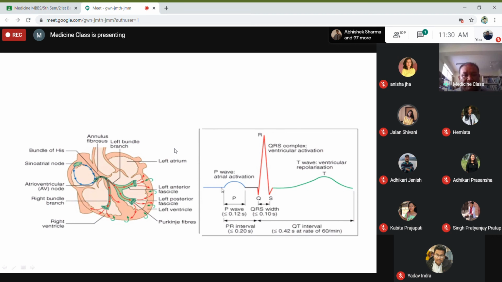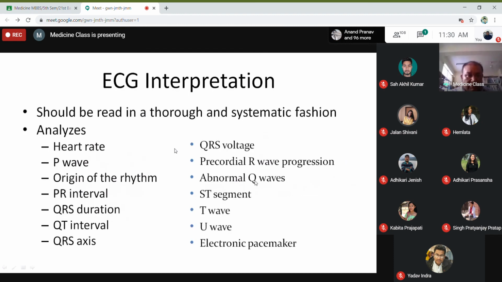So the P wave is the depolarization of the atria. This is the delay, the AV delay, denoted by this. This is the depolarization of the ventricles, followed by repolarization of the ventricles. And in between is the repolarization of the atria, which is hidden.